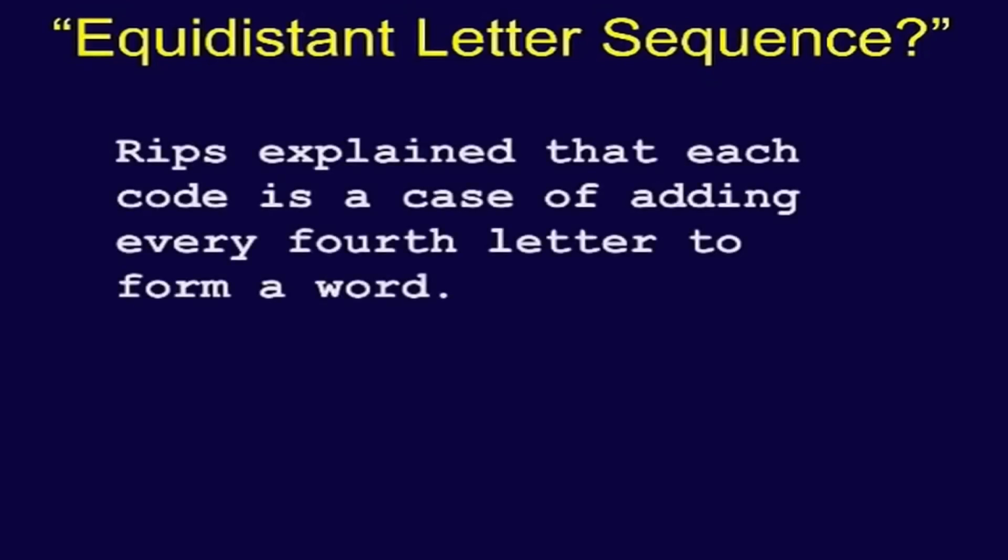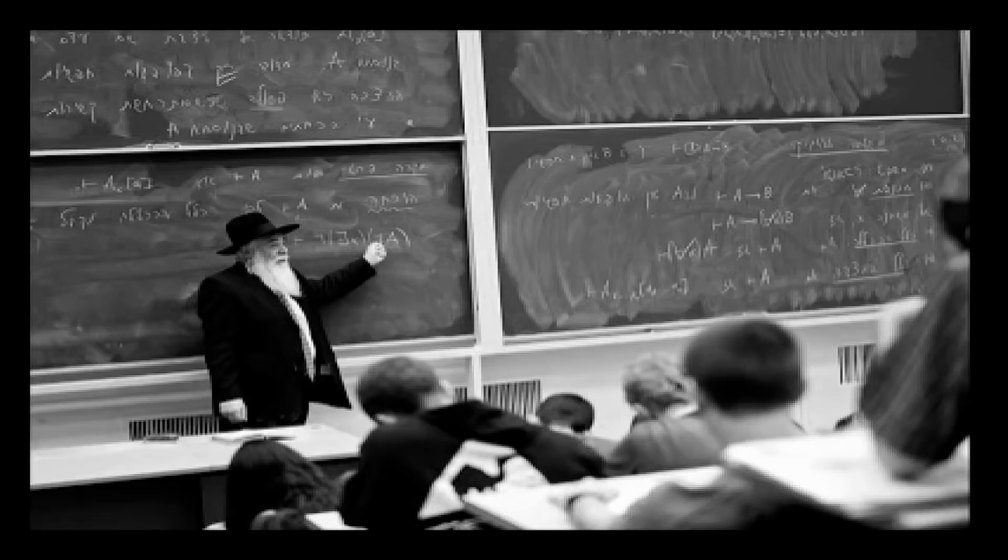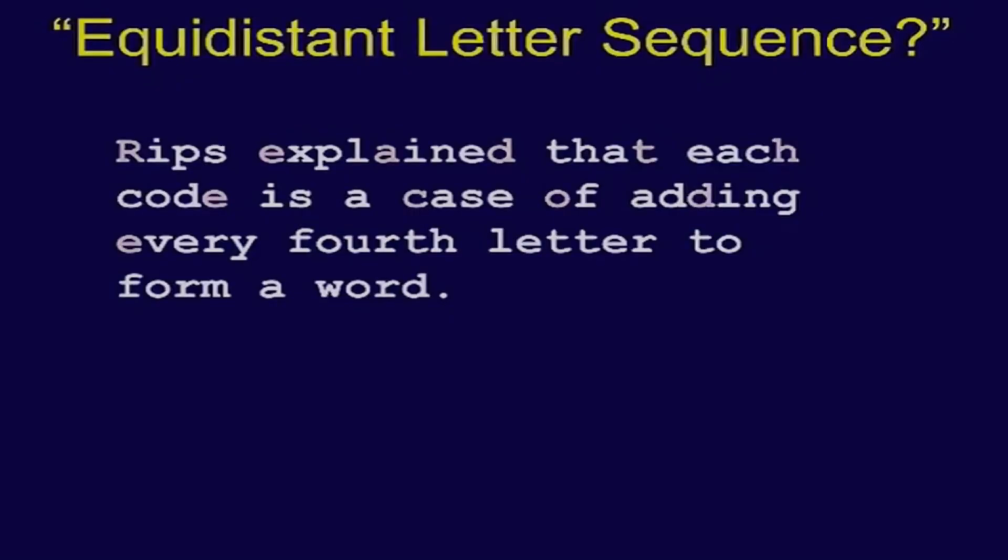What do I mean by that? Well, here's just a candidate sentence I've thrown on the screen to make a point. Rips is one of the scientists in this area. Rips explained that each code is a case of adding every fourth letter to form a word. Now, if you take every fourth letter of this sample sentence, it spells out another message. Read the code. Now, this is just an example to demonstrate what an equidistant letter sequence of 4 could contain. It's possible to put a message inside another message by dealing with an equidistant letter sequence.